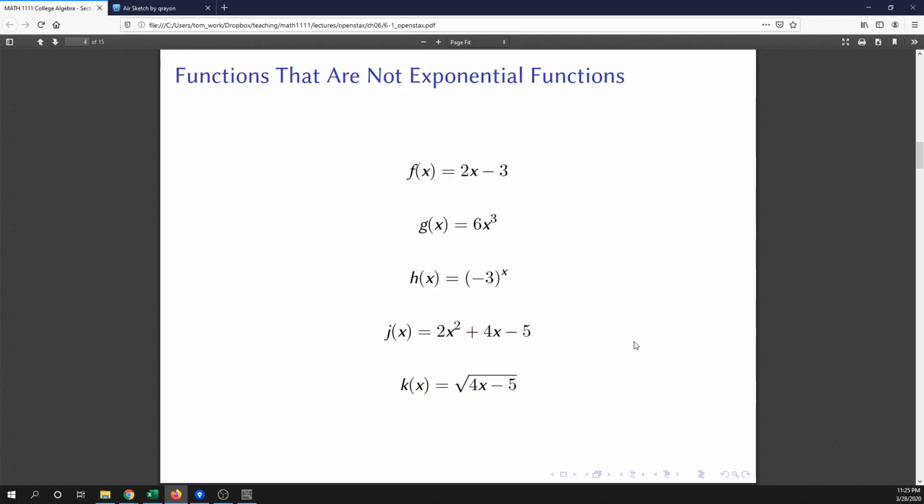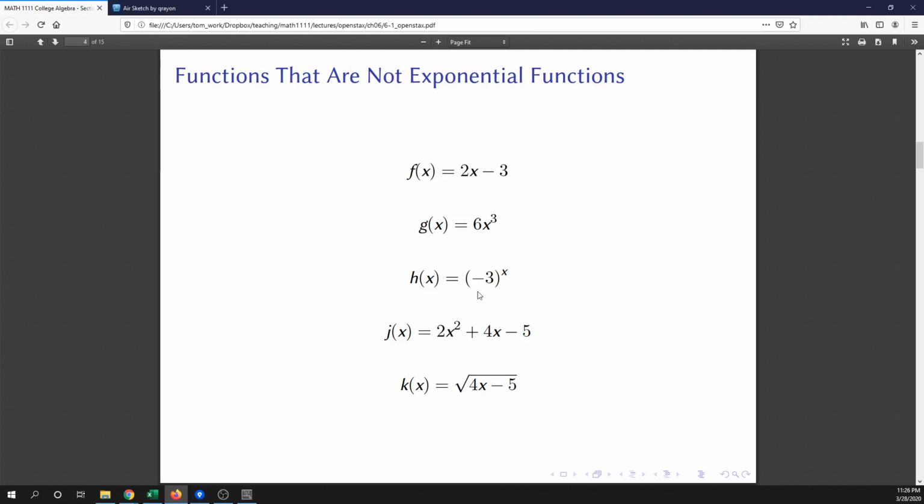Now, some that are not exponential functions. This one here is a linear function. This one is a polynomial or a power function, however you want to say it. And here, again, the x is in the bottom part, and the exponent is a number. So the base is x, the exponent is a number. That's, in a sense, the dead opposite of an exponential function, because we would need the 3 to be in the base and the x to be up in the exponent.